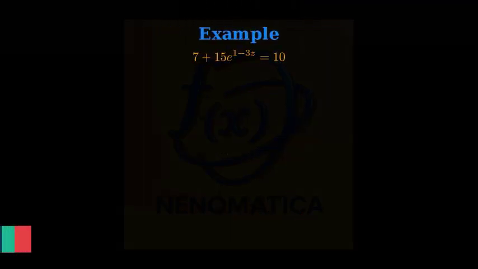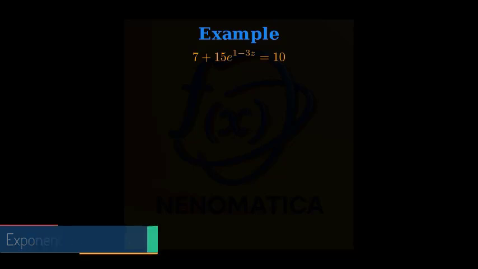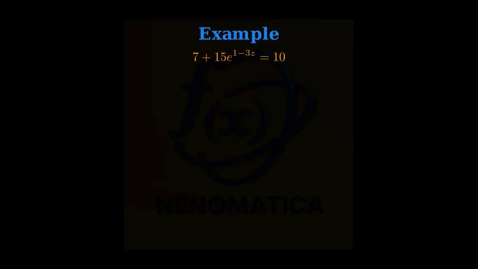Let's solve the following exponential equation. 7 plus 15 times e raised to the power of 1 minus 3z equals 10. To solve this equation, we'll first isolate the exponential term.